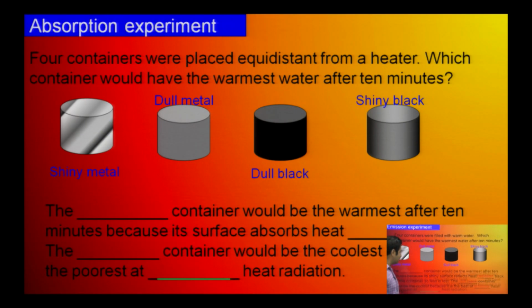Okay, so let's go to the next slide. Absorption experiment. Just now I've told you the absorption experiment. The four containers were placed equidistant from a heater. Which container would be the warmest after 10 minutes? Shiny metal, dull black, and shiny black. The options are again the same. The dull black container would be the warmest after 10 minutes because its surface absorbs heat radiation the best. The shiny metal container would be the coolest because it is the poorest at absorbing heat radiation. Okay.